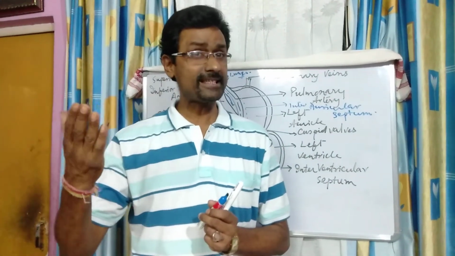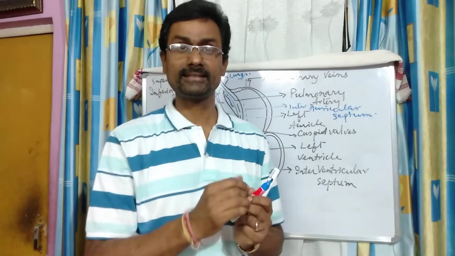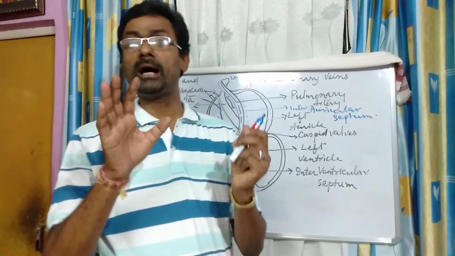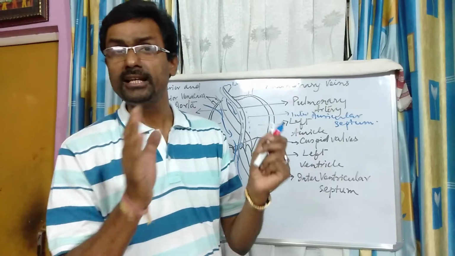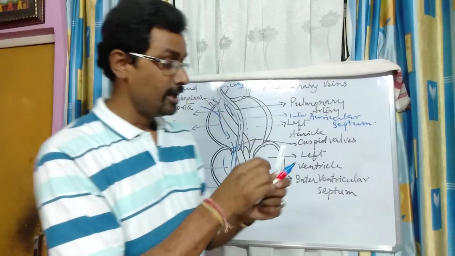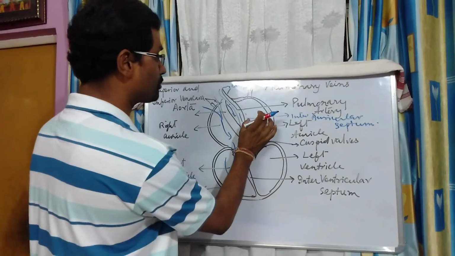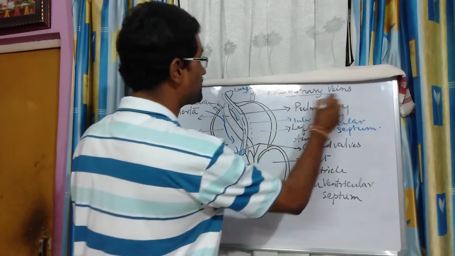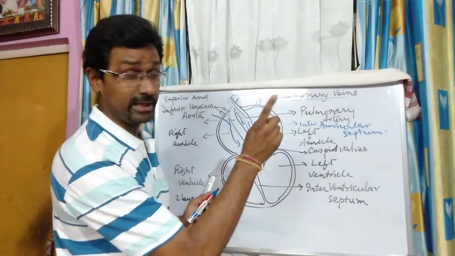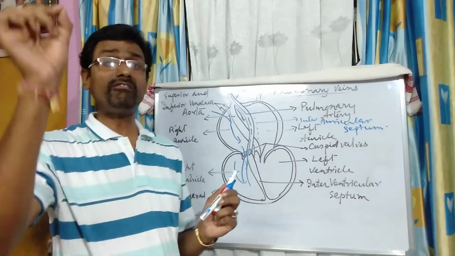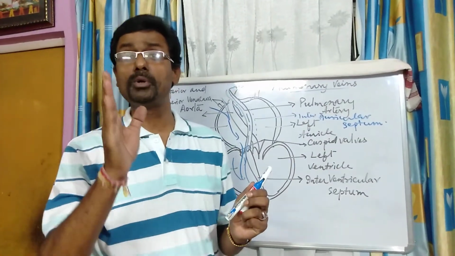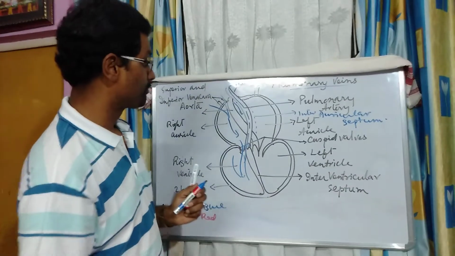Now what blood reaches the lungs? In the lungs, blood becomes purified. What is the meaning of purification? It becomes oxygenated. Oxygenated blood enters the left auricle through the pulmonary vein. This is a pulmonary vein. Again another thing coming. Pulmonary vein is the only vein in our body which carries pure blood or oxygenated blood.